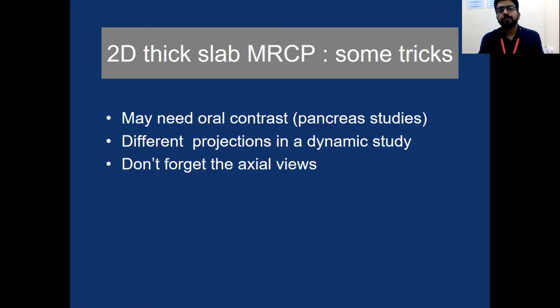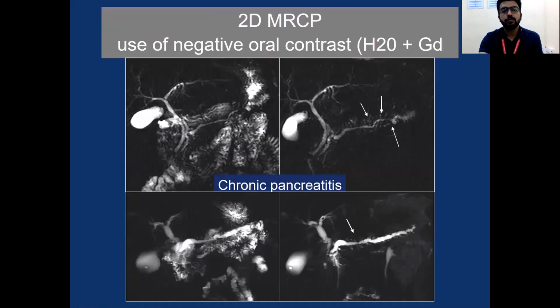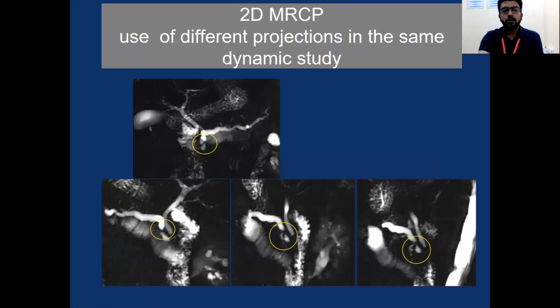Now there are some tricks that we should know, that it may need oral contrast. Pancreatic studies usually need oral contrast. Then different projections in a dynamic study. You don't have to forget the axial views. 2D MRCP is use of negative oral contrast. This is the case of chronic pancreatitis, where we can use a negative oral contrast. Use of different projections in the same dynamic study.